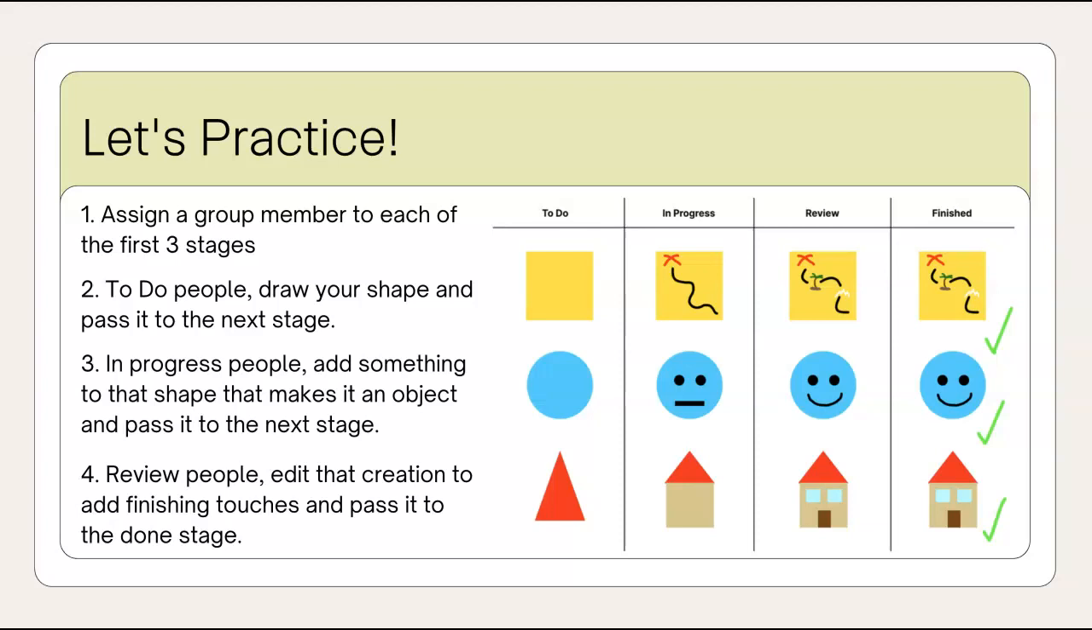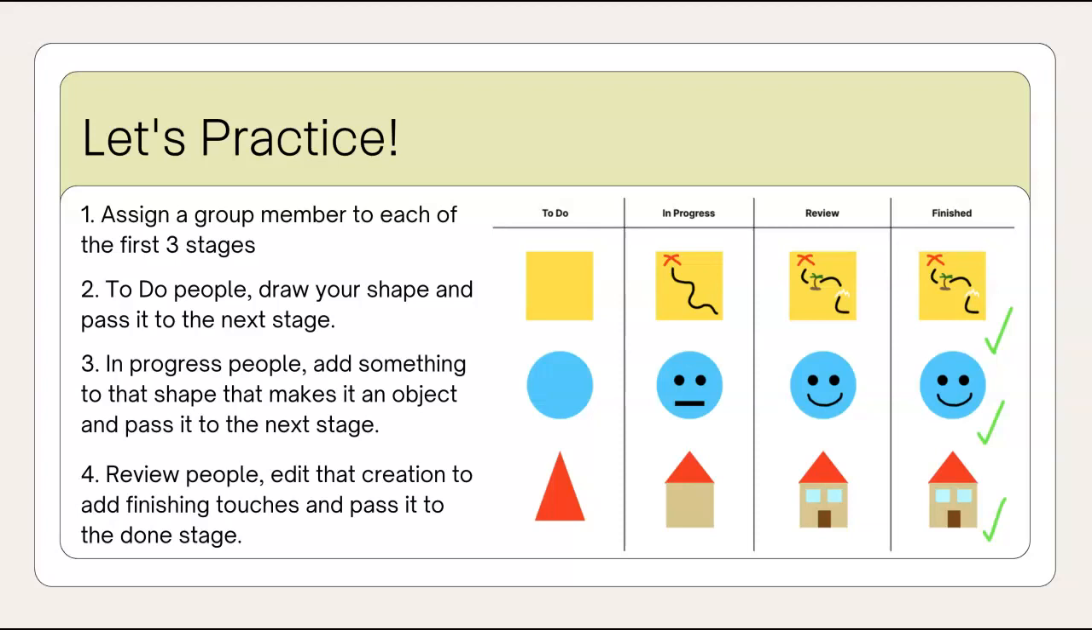The first step, go ahead and assign a group member to each of the first three stages: someone to do, someone to in progress, and someone to review. And then you're going to start this activity. The first person, to do people, you're going to go ahead and draw a shape. It can be any shape you want: square, circle, triangle, hexagon, whatever you want. We don't care. And then after you draw your shape, you're going to take that and pass it to the next stage.